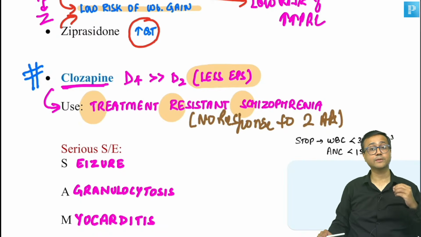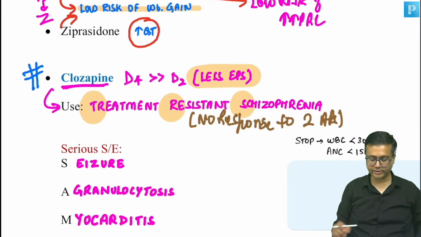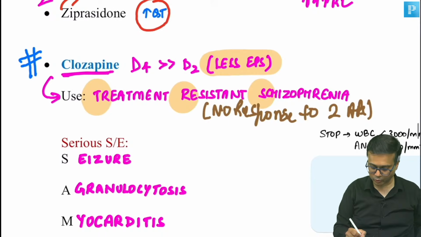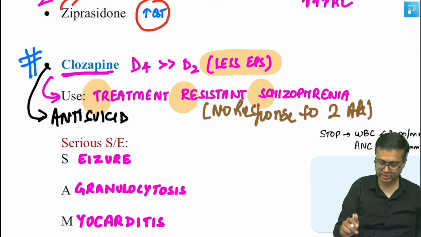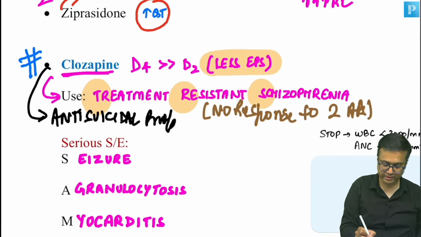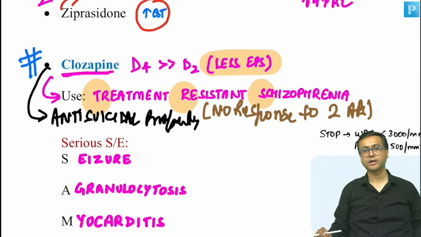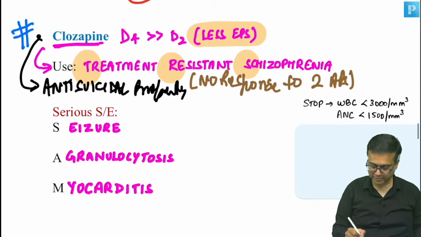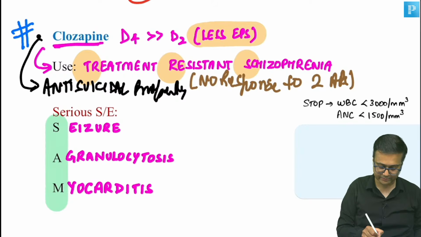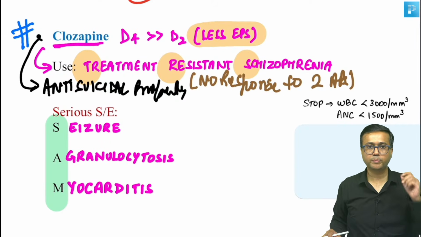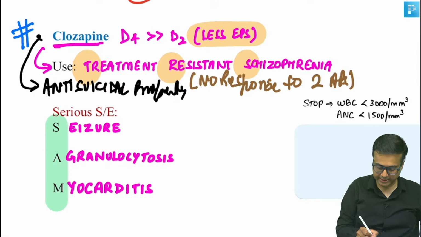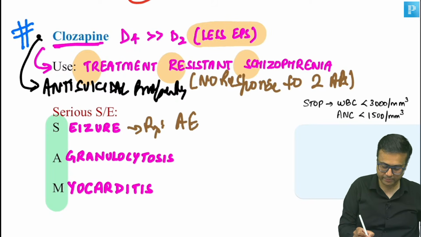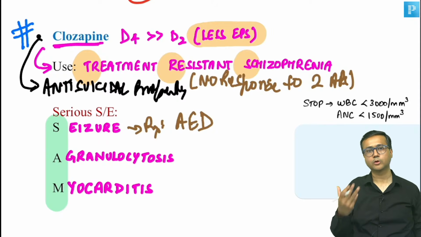Why? Because we know it has some serious side effects. So I'll discuss some serious side effects, but very good. Also please remember, clozapine is one of the drugs which also has anti-suicidal property. I'll give you a list of some of these drugs with anti-suicidal property. One of the drugs, remember, is clozapine. So what are the serious side effects of clozapine which we have discussed with the mnemonic SAM? One is seizure. So a patient on clozapine has developed seizure. What we can do in the treatment, we can treat the patient with an anti-epileptic drug and then again we can restart the clozapine.